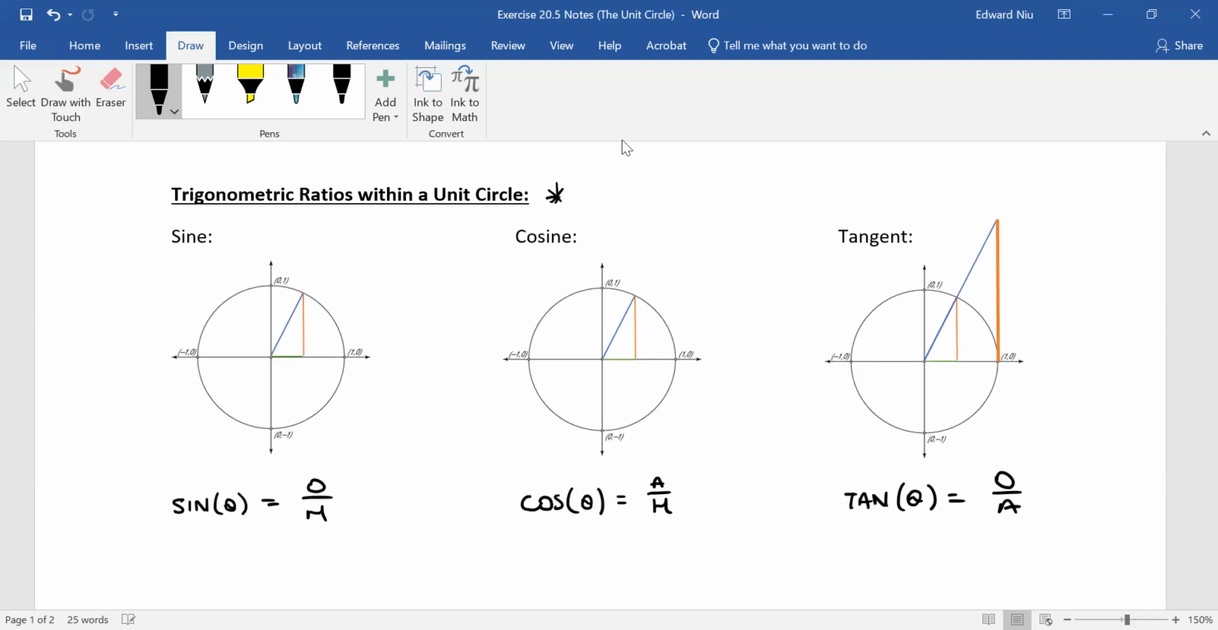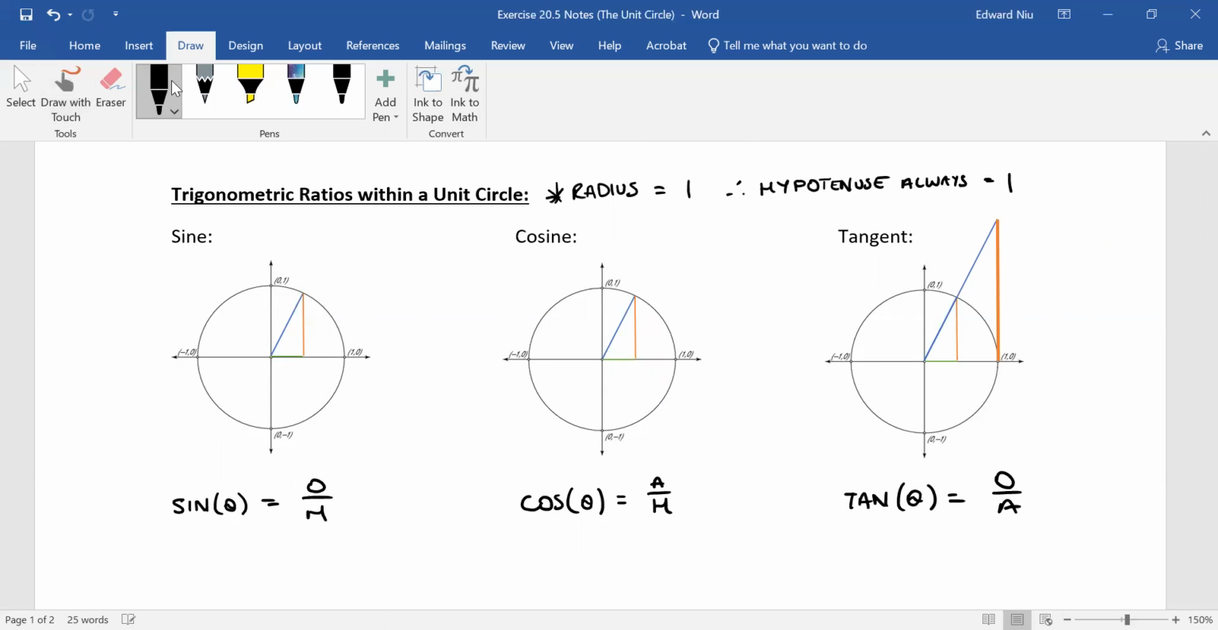Radius equals 1. So therefore, hypotenuse always equals 1. Oh, that's not 1. That's looking like 0. Okay, so what does that mean?